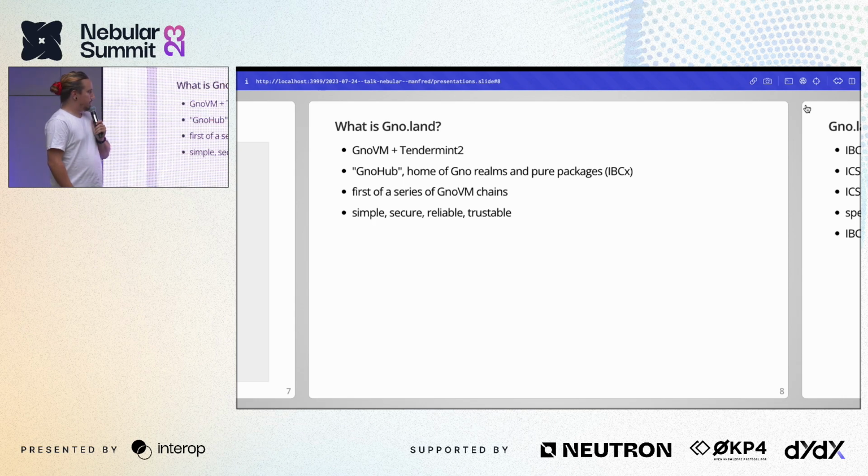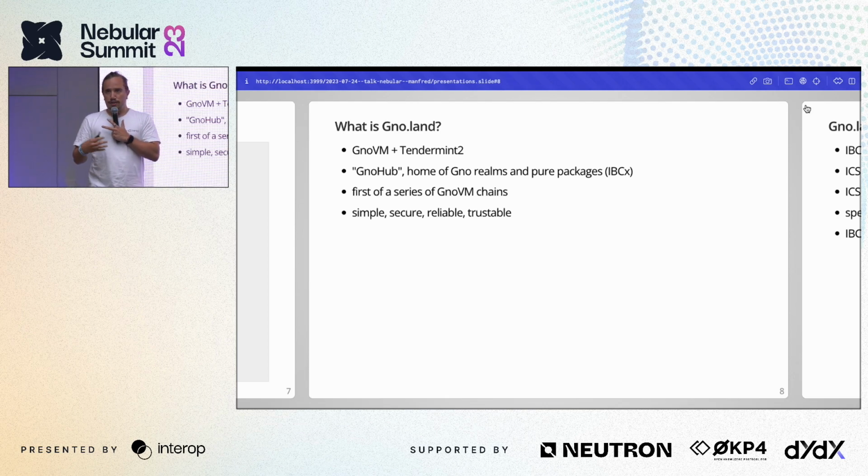And there is a philosophy of keeping things simple, secure, reliable, so you can trust it. Basically, Gnoland will be finished, it will run, but there is a plan that there is no upgrade as soon as we can. So you can rely on it and not expect it to change for whatever reason.